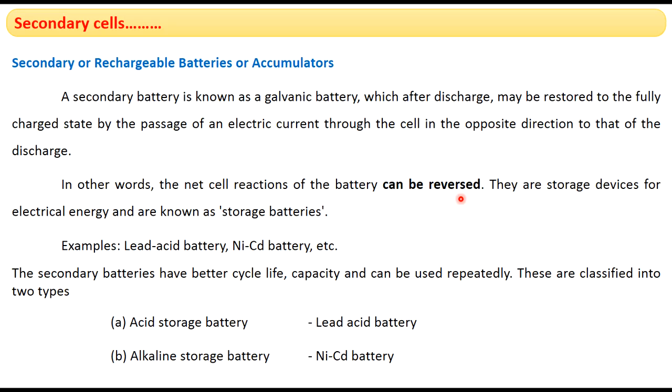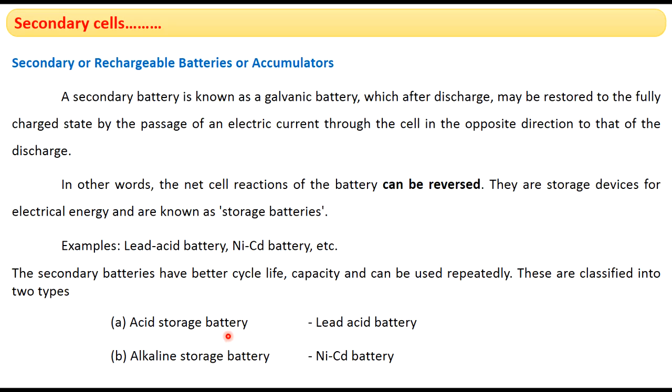These are mainly intended for storage, so these are also known as storage batteries. Examples of secondary batteries are lead acid battery, nickel cadmium battery, etc. Secondary batteries, when compared to the primary batteries, have better cycle life. Capacity is also better than primary batteries, and we can use secondary batteries repeatedly, again and again, by charging and discharging.